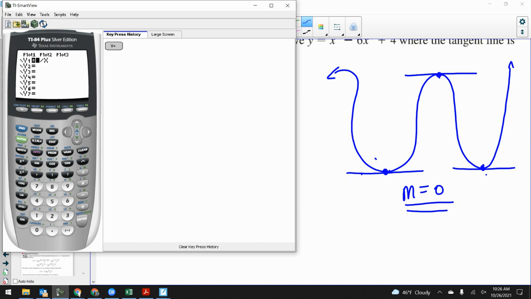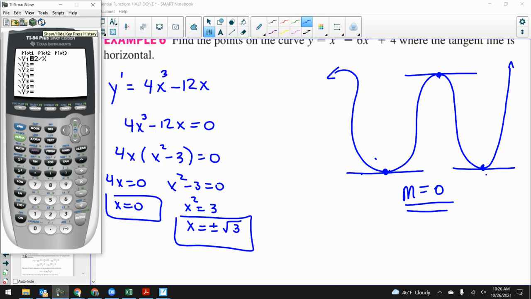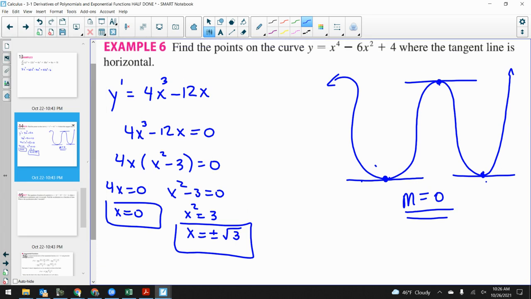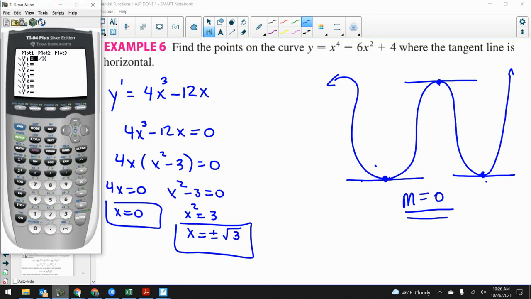Okay, let's go y equals x to the 4th minus 6x squared plus 4. I'm going to zoom 6, but I think I'm going to have to zoom fit this as well. Oh, no, I don't. Look at the peaks and valleys.